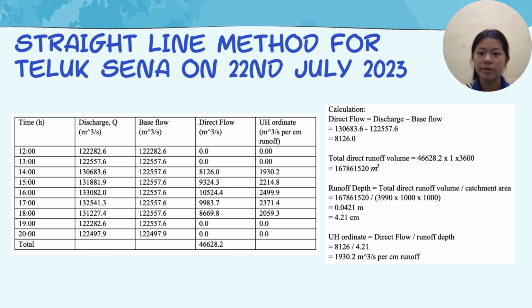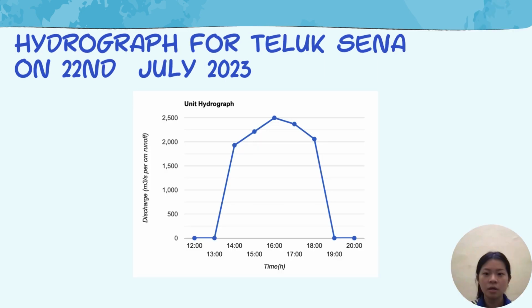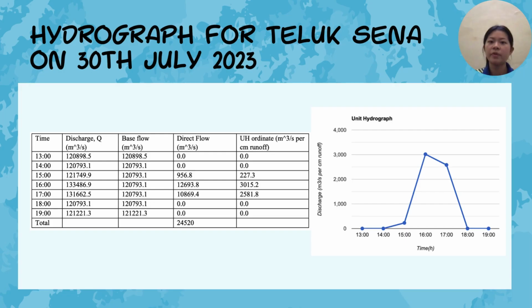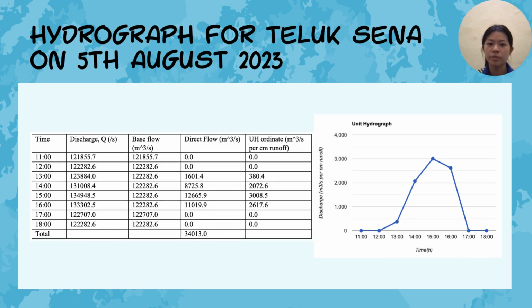To plot the unit hydrograph, we should first calculate the base flow, direct flow, and UH ordinate by using the formulas: direct flow equals discharge minus base flow, and UH ordinate equals direct flow divided by runoff depth. So this is the unit hydrograph for Teluk Sena on 22nd July 2023. Same goes for the unit hydrograph for Teluk Sena on 30th July 2023. Here's the data and how the unit hydrograph looks like. And this is the unit hydrograph for Teluk Sena on 5th August 2023.